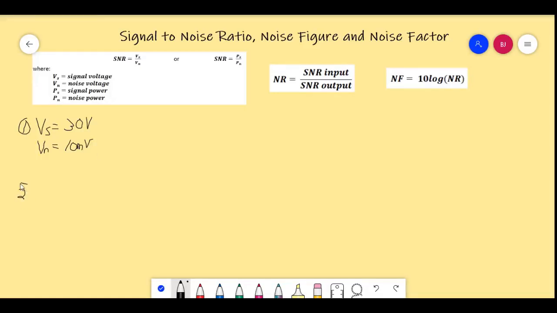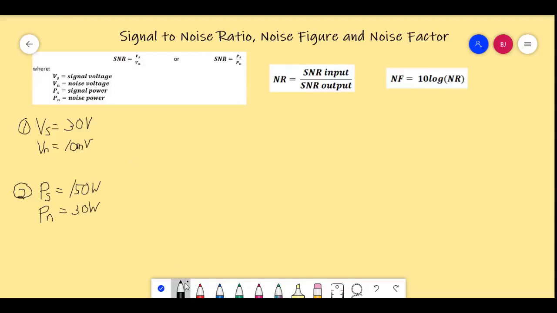Let's have a second example in which we have a signal power of 150 watts and a noise power of around, let's say, 30 watts. So let's determine its signal to noise ratio in both absolute units and in decibels.